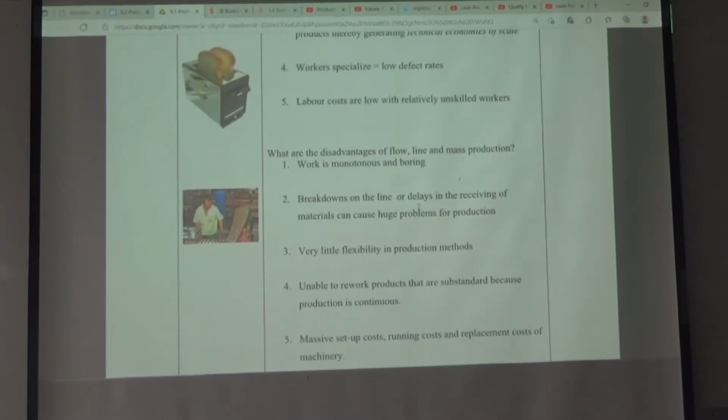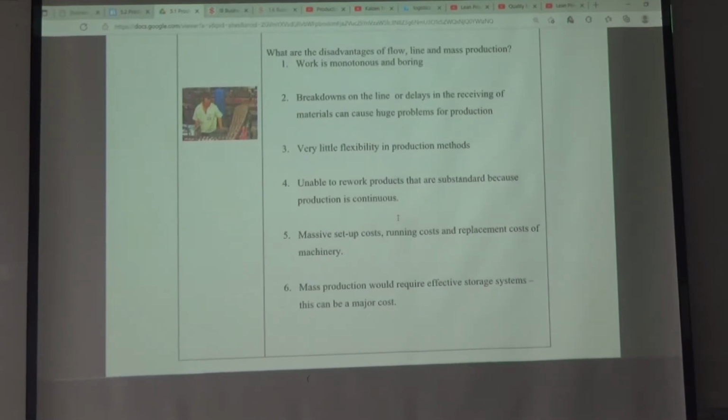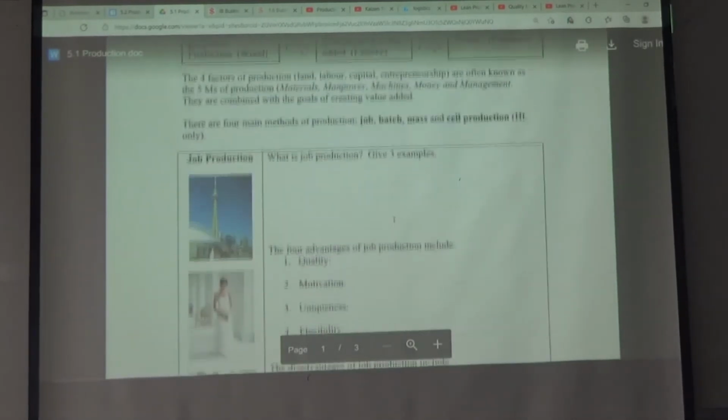Very boring work. If you've ever seen an assembly line of fruit or vegetables, very boring. And there's a lot of risks involved. If something goes wrong, then it's going to delay a lot. There's going to be a big loss. Unable to rework products. If something happens that's substandard, you lose the whole set of whatever was produced at that time. And it costs a lot of money to set up and a lot of storage in order to hold on to all the stuff that's being produced.